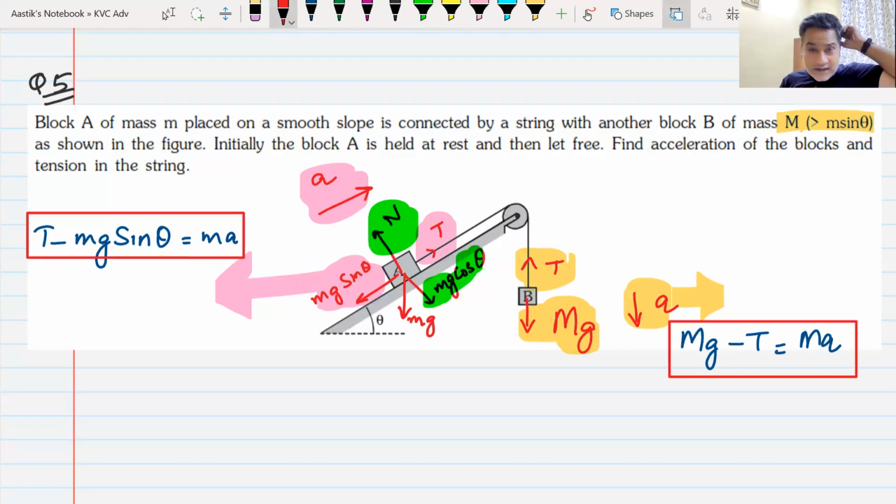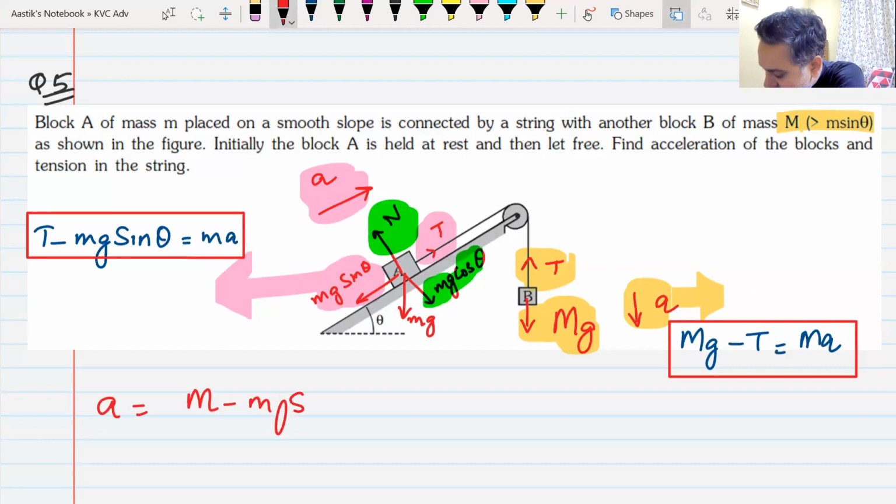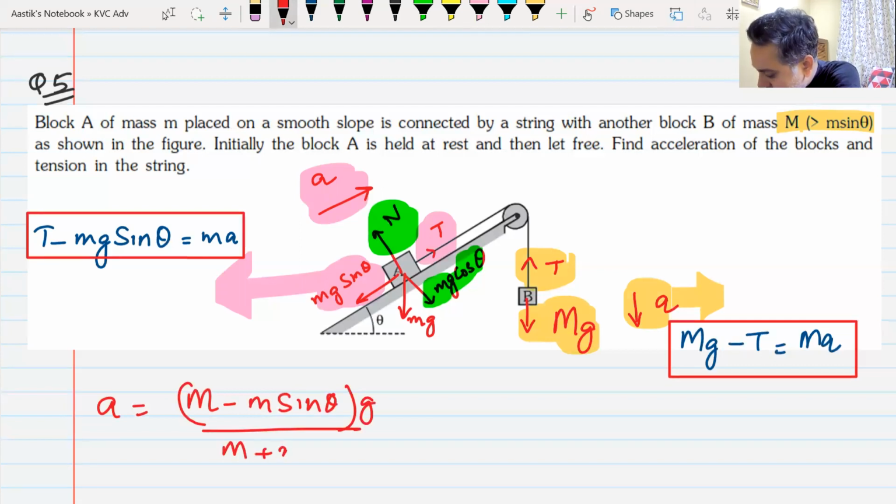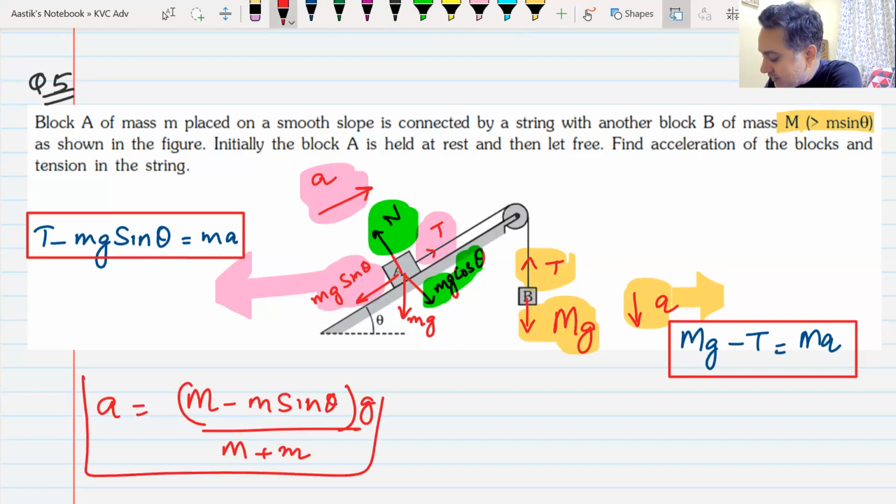As soon as you add up the two equations, you will get the value of a, and the value of a that you will get will be capital M minus small m sin theta, g will be common for both, divided by, my dear friends, capital M plus small m. Do we understand this? Yes or no?